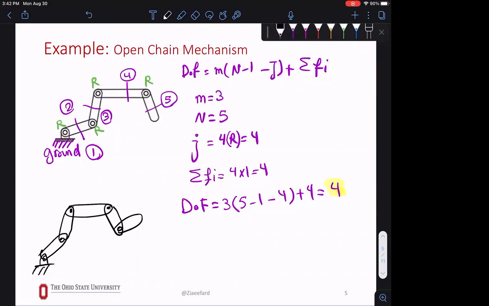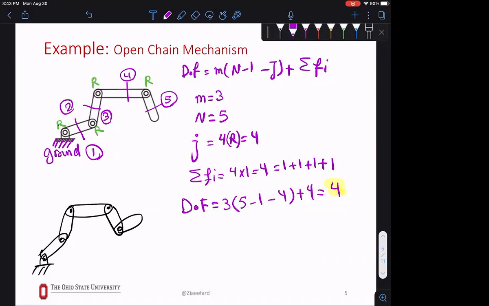Question? Okay, so sigma fi goes from 1 (or 0 if there's no joint, but from 1 usually) to the number of joints, every degree of freedom that the joints provide. So here it is basically 1 plus 1 plus 1 plus 1, because every one of these revolute joints provides 1 degree of freedom. So you can say 4 times 1 because they're all 1.